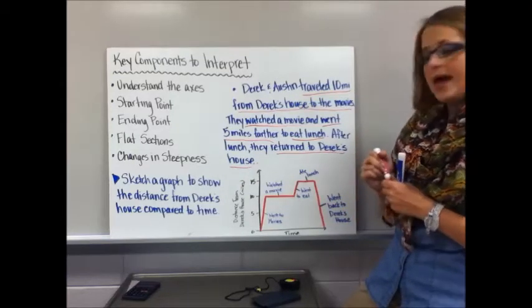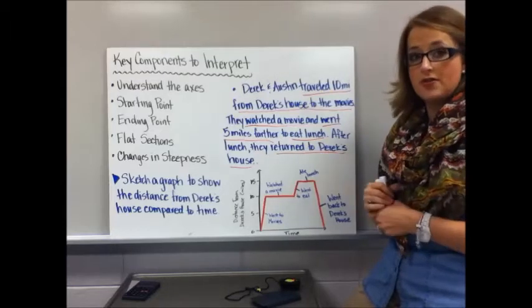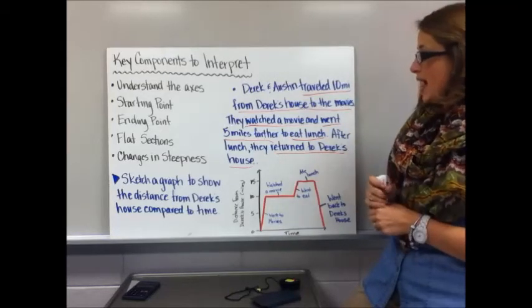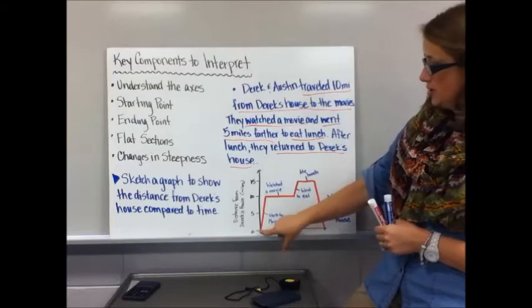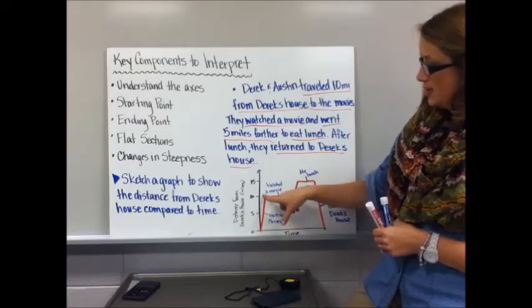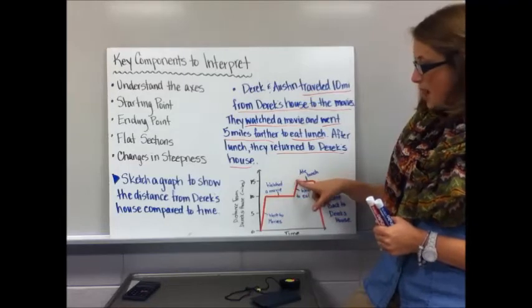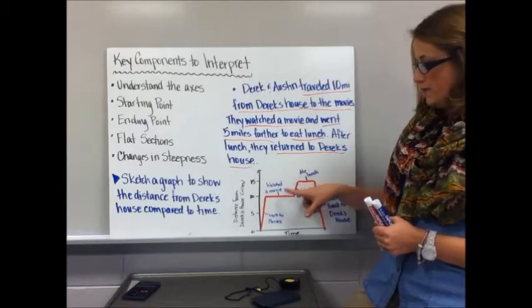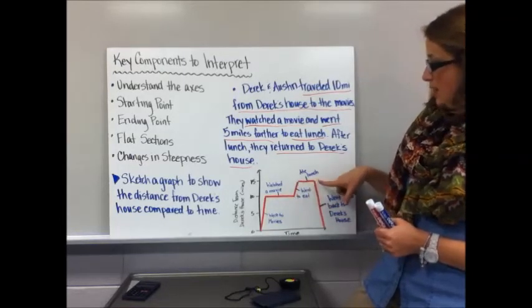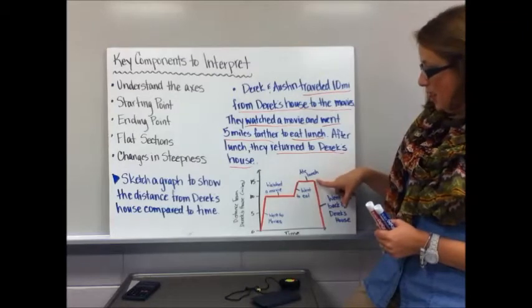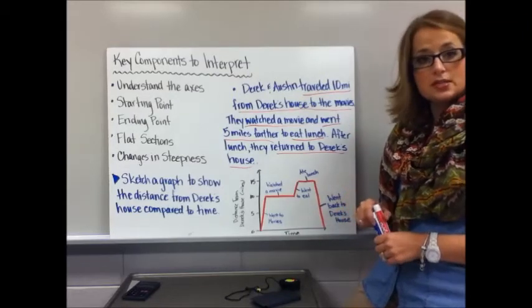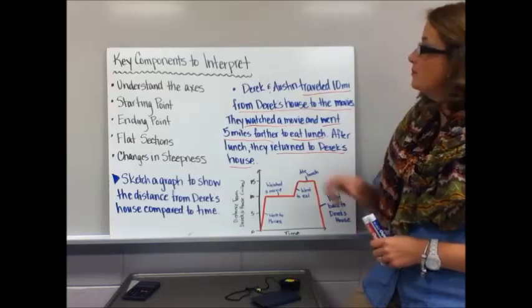Now let's talk about how far they traveled. If you wanted to calculate that, you could use the graph, because you could say going from 0 to 10 was going to the movies. Then they went another 5 miles to eat lunch. So that's 15. And then they went 15 miles back home. So their total distance traveled was 30 miles.